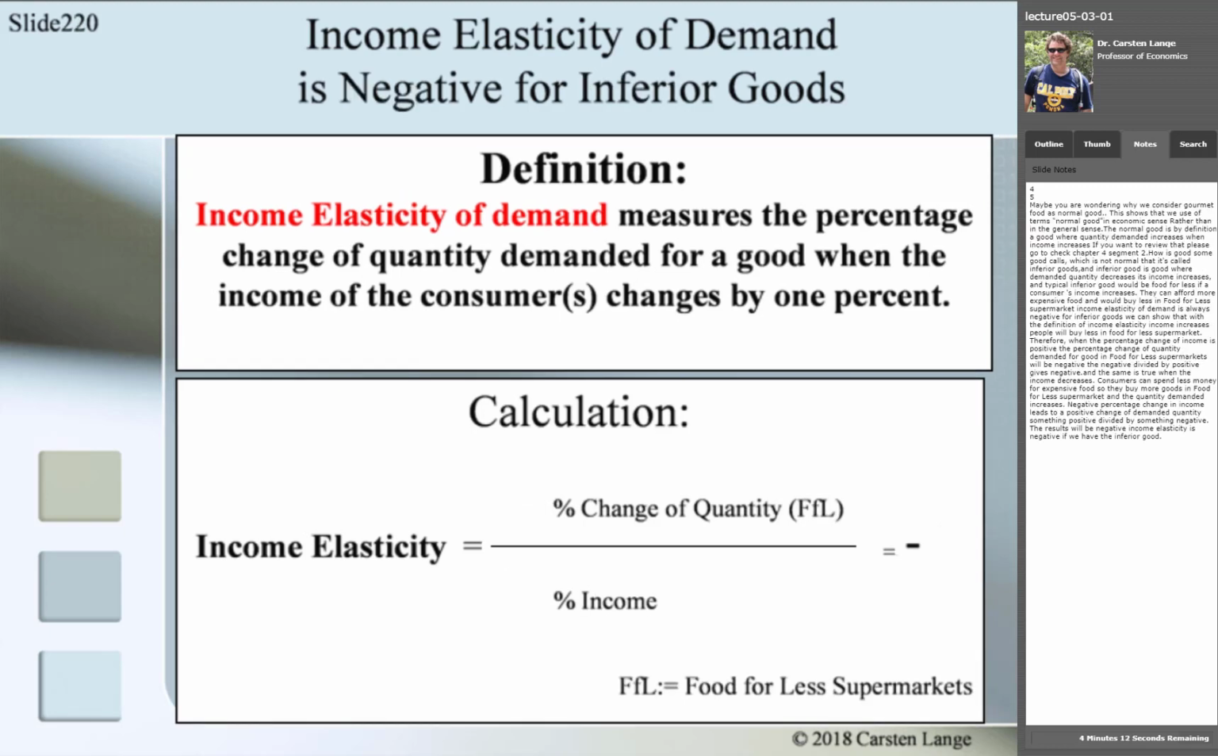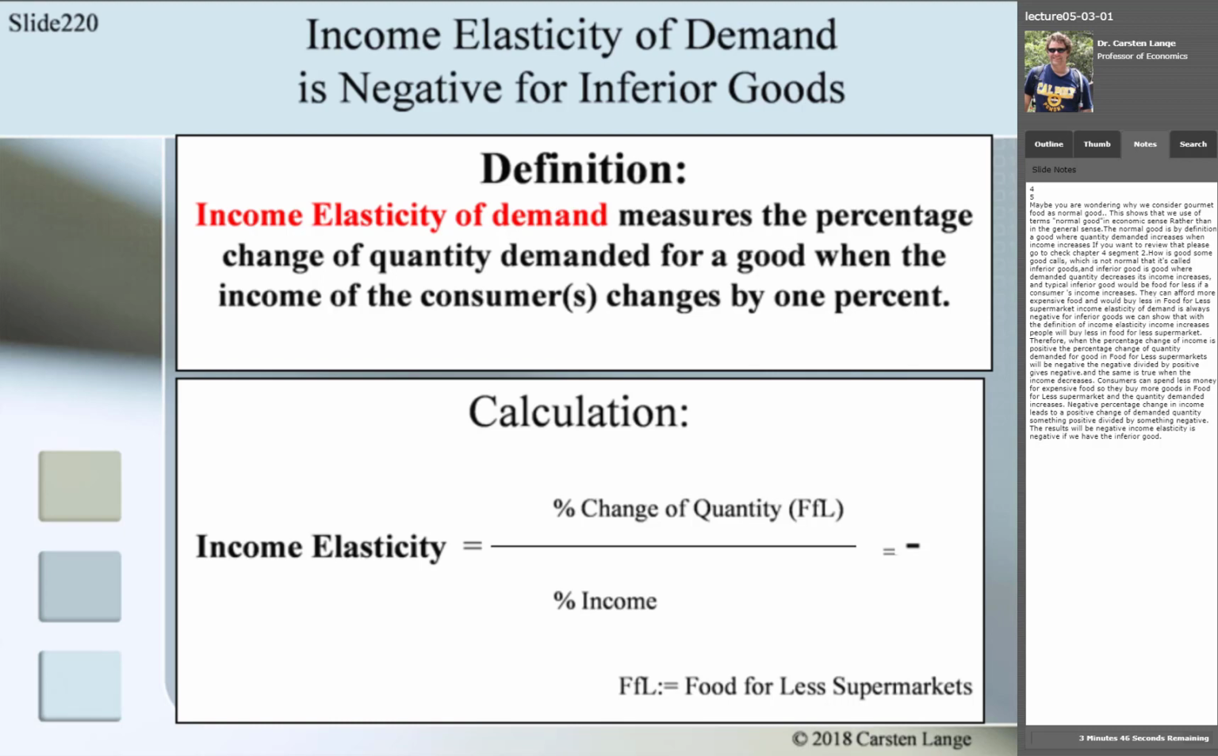Maybe you were wondering why we considered gourmet food as a normal good. This shows that we use the term normal good in an economic sense rather than in a general sense. A normal good is by definition a good where quantity demanded increases when income increases. If you want to review that, please go to chapter 4, segment 2.